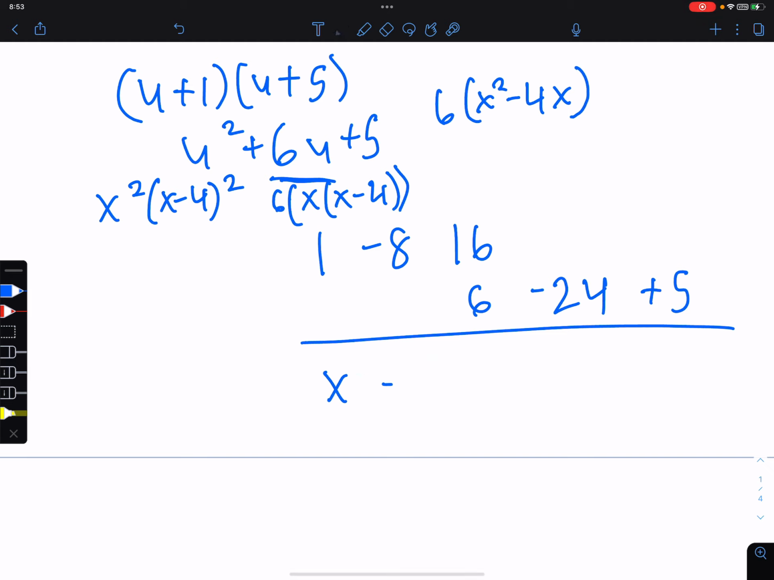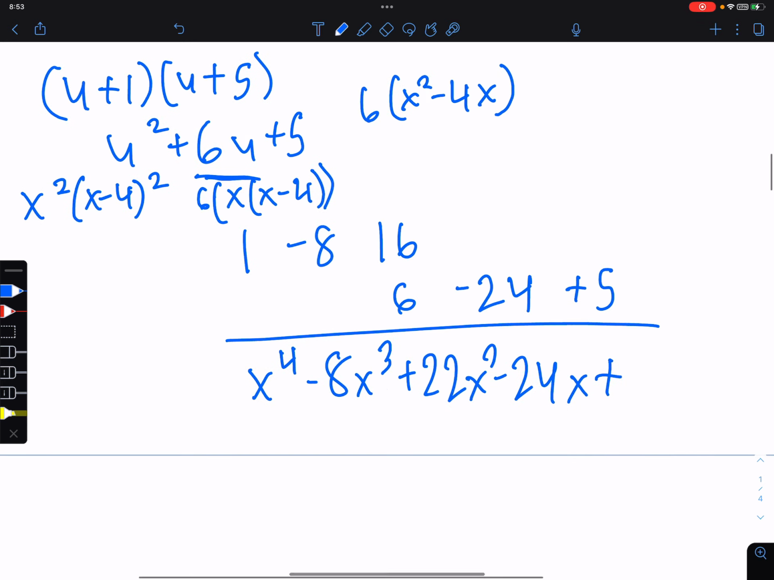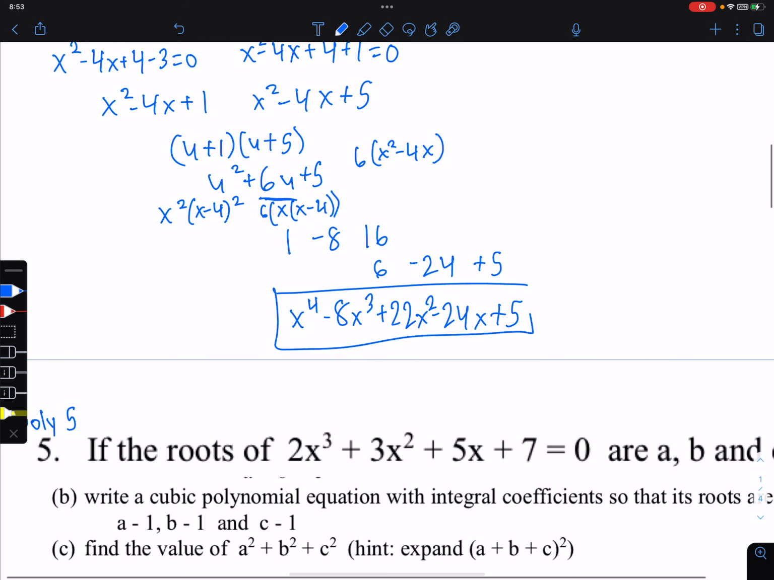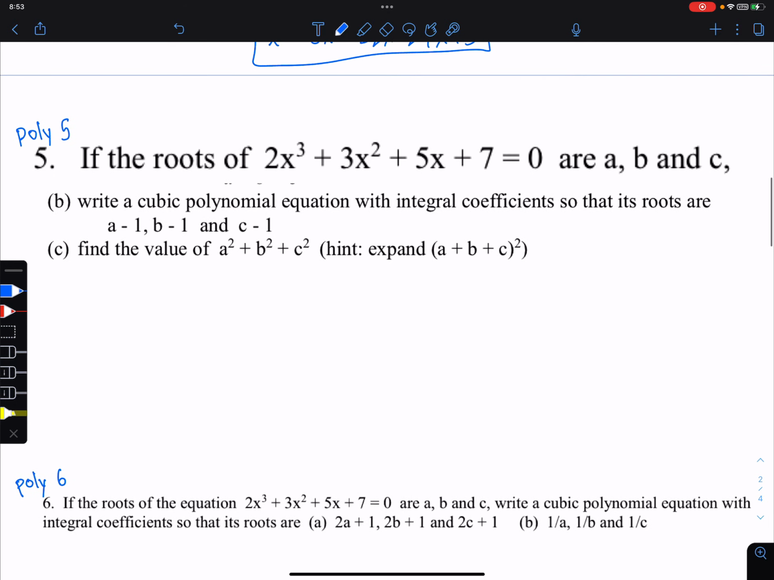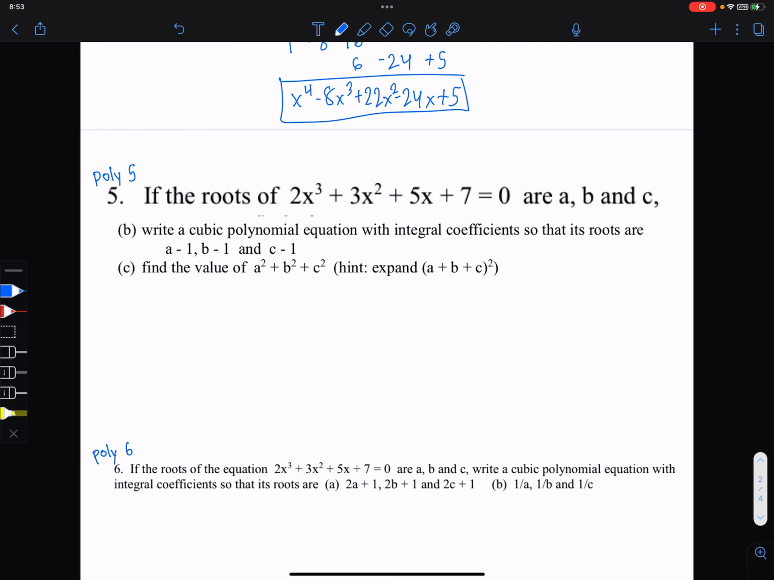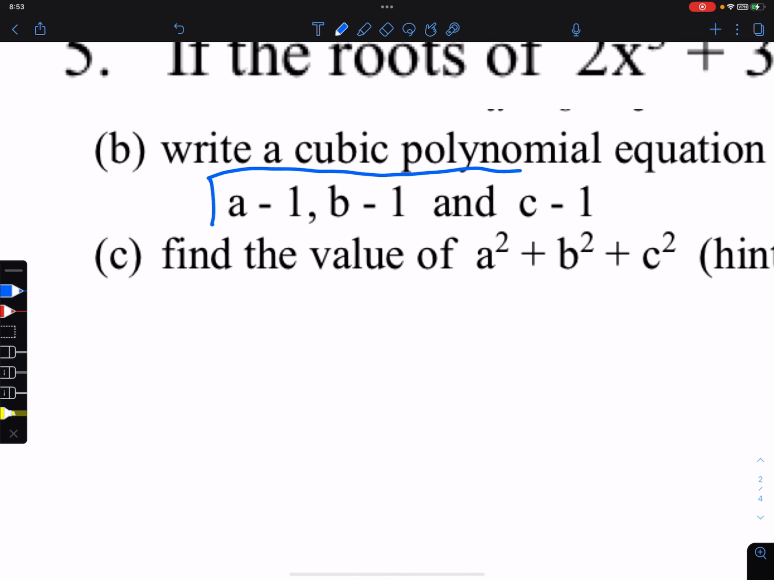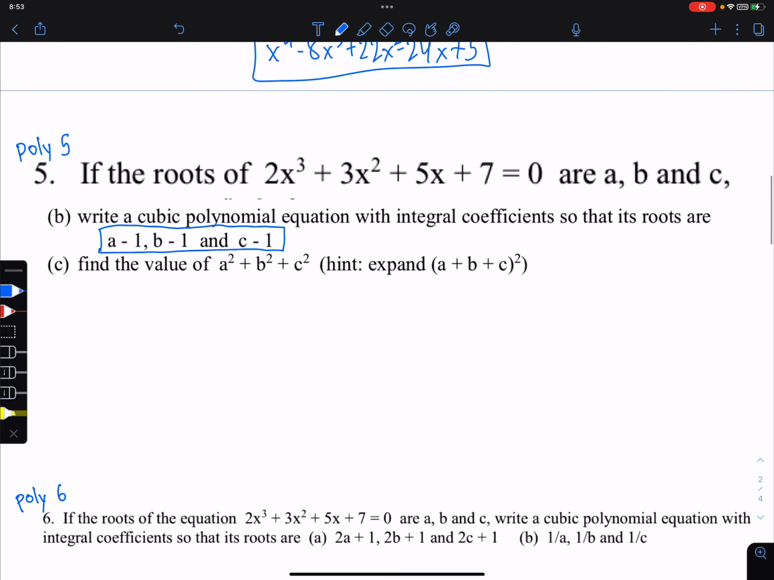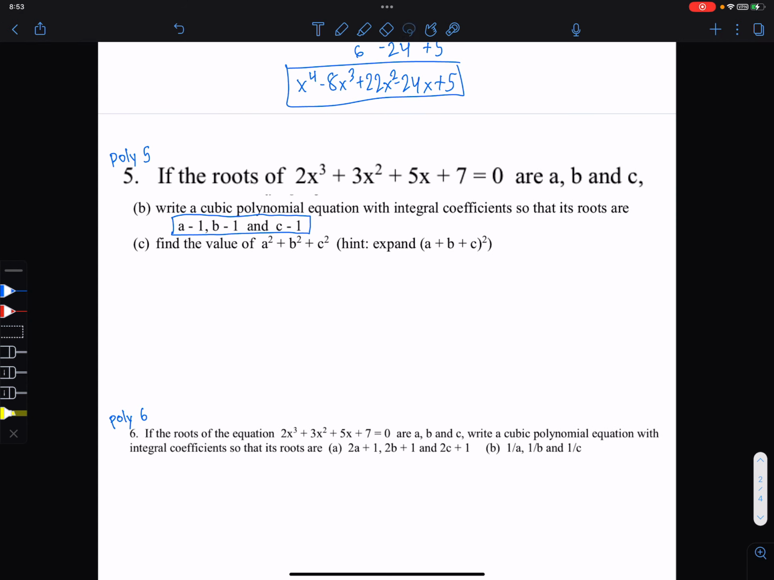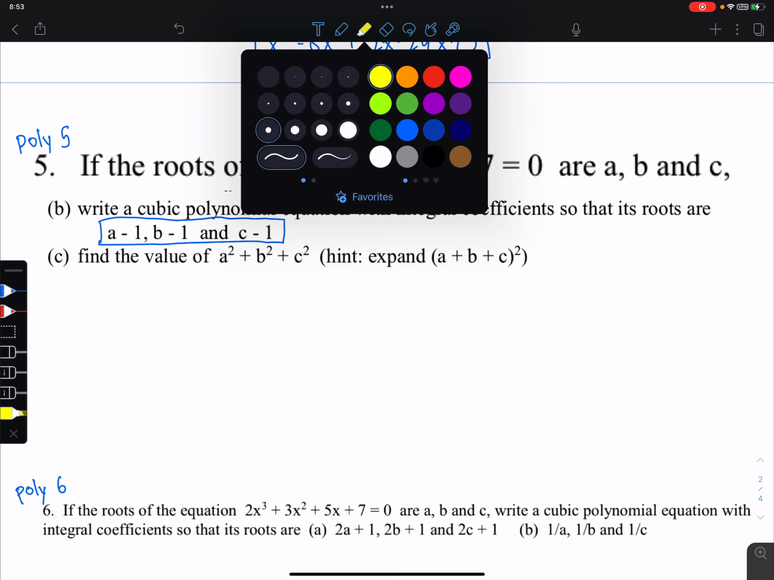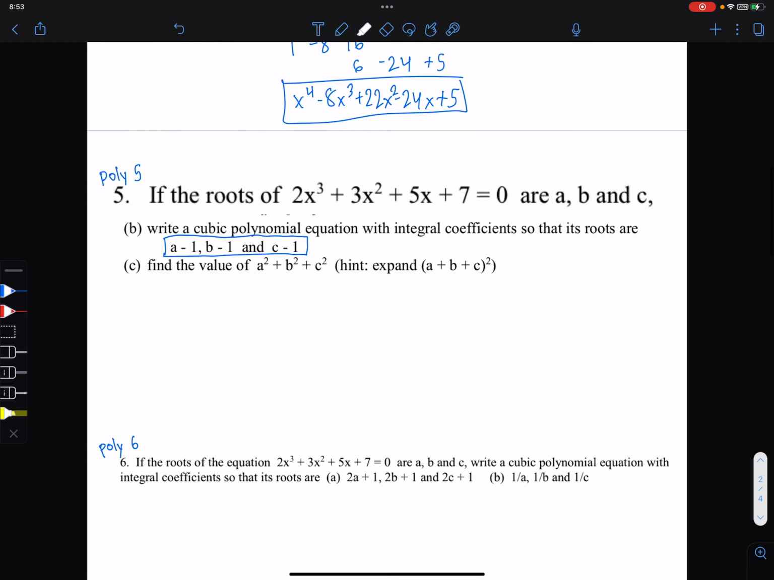And then this should be the fourth part: x to the fourth minus 8x cubed plus 22x squared minus 24x plus 5. And that's your answer. Okay, Poly 5, the new roots questions. If these are all the same variation of the roots, then there's always going to be a trick with it, okay? There's always going to be a trick with it.